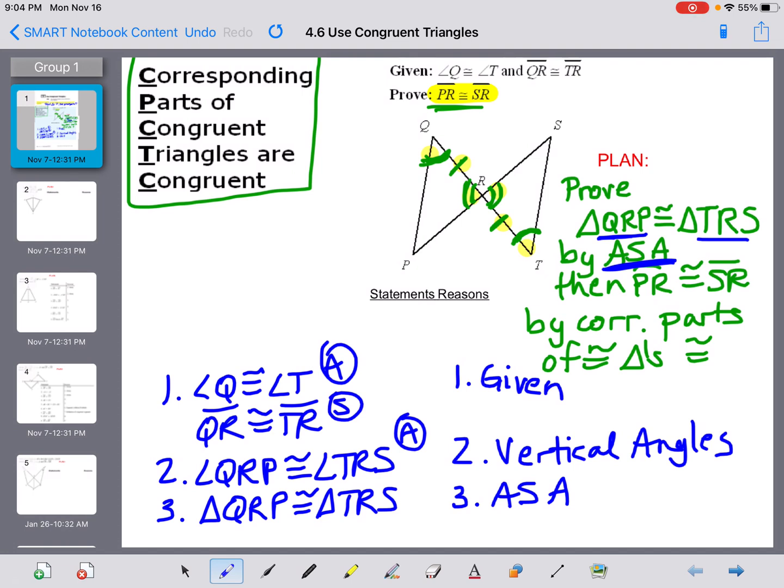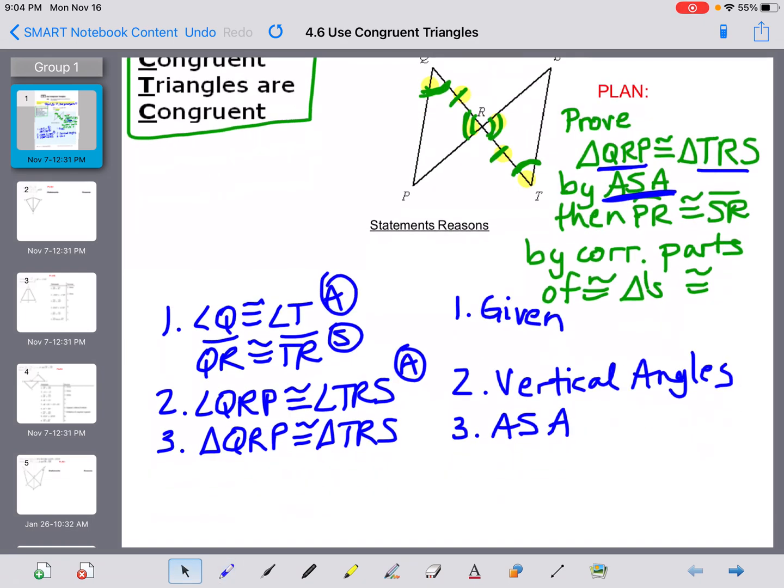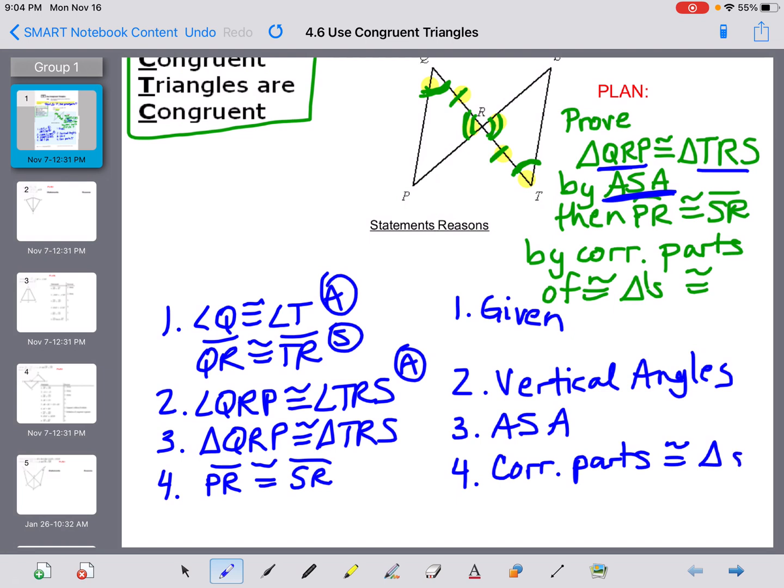So what do I do next? I'm going to prove those parts congruent, right? Just like in my plan, I'm going to go right for those parts, which was PR congruent to SR. And the reason is corresponding parts of congruent triangles are congruent. So if the triangles are congruent, then all their parts that go together are congruent. Not bad for the first one, right? Prove the triangles, then prove the parts.